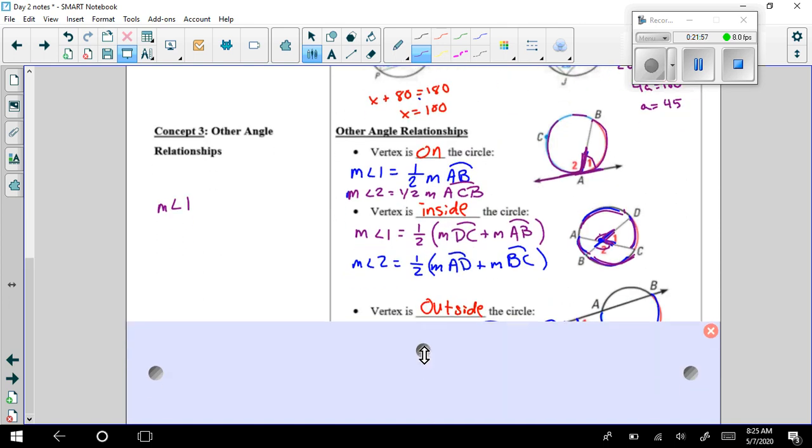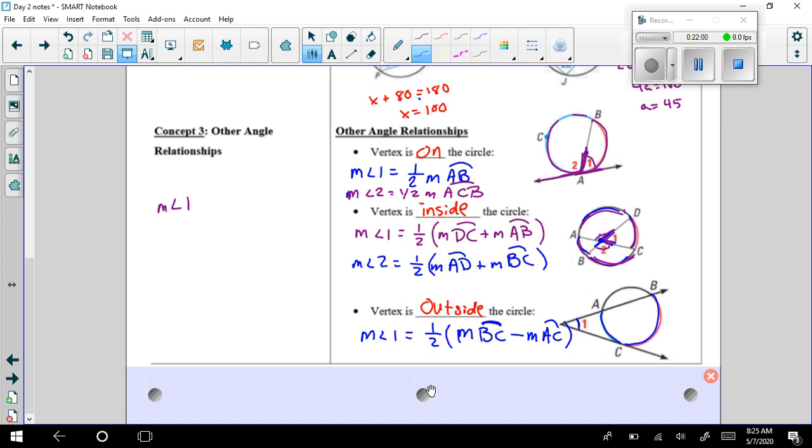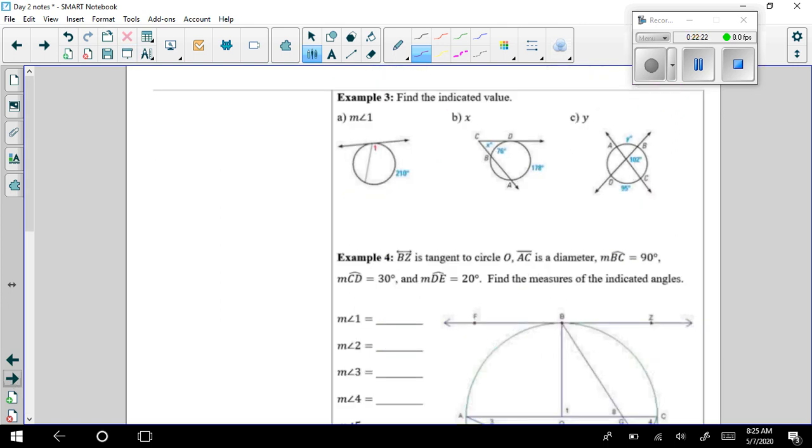And then the last one, if the vertex is outside of the circle, then we're going to take half of the measure of the arcs' difference. And so we take the big arc, BC, minus this little arc, AC, and divide it by 2, and it will give us this angle. Okay, so just some other angle relationships in your circles that you may find useful. So for example, the measure of angle 1 here, again, is 1/2 the measure of this. And so the measure of angle 1 is equal to 210 divided by 2, which is 105.